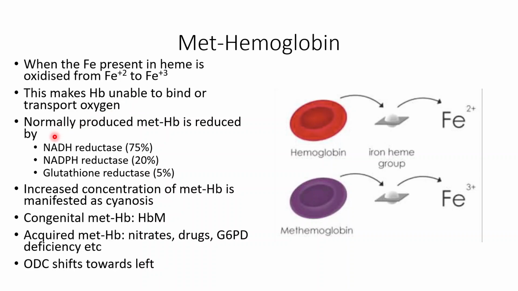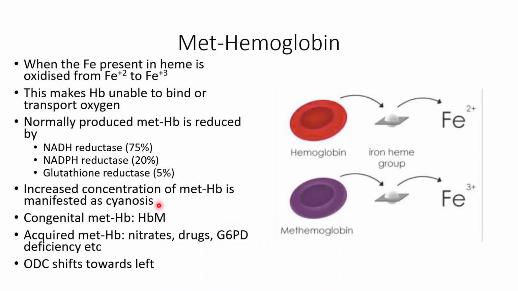So, does our body normally produce methemoglobin? Yes, our body does normally produce methemoglobin, but we also have a very fantastic defense mechanism. We have NADH reductase, which converts it back to the ferrous form. So the ferric form is converted back to the ferrous form with the help of NADH reductase, NADPH reductase, and glutathione reductase. These are the enzymes which convert methemoglobin back to normal hemoglobin. When methemoglobin occurs, how is it manifested? It manifests as cyanosis, or bluish discoloration of skin and mucous membrane. That is cyanosis, when there is an increased concentration of reduced hemoglobin.